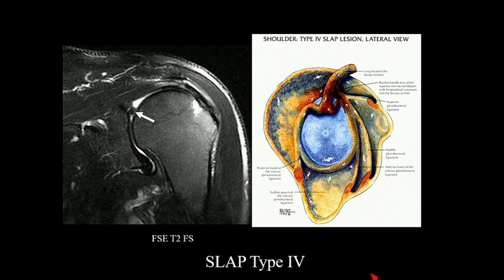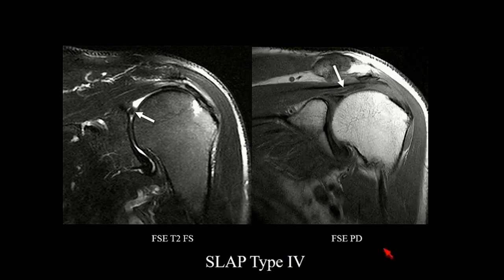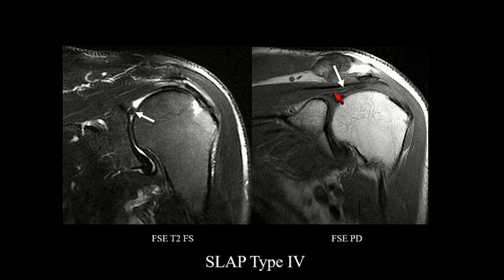And then here's finally a type 4. So the type 4 is going to actually have a bucket handle tear similar to meniscal tears that we see within the knee. So it's going to propagate along the axis of the long head of the biceps tendon. And if you look on the next imaging towards the joint, it's going to start to propagate, and you can see those two together. So this is a type 4 lesion.